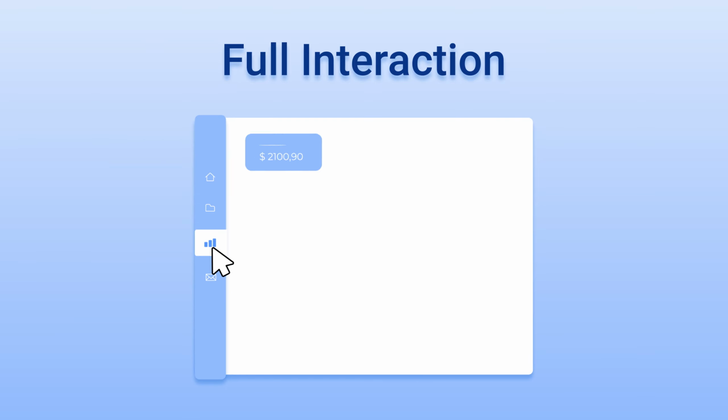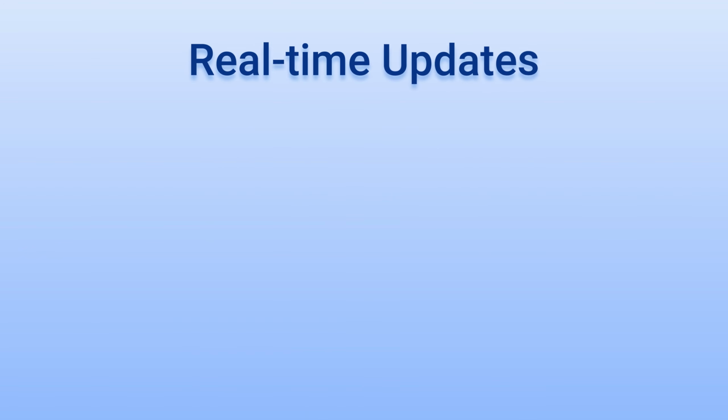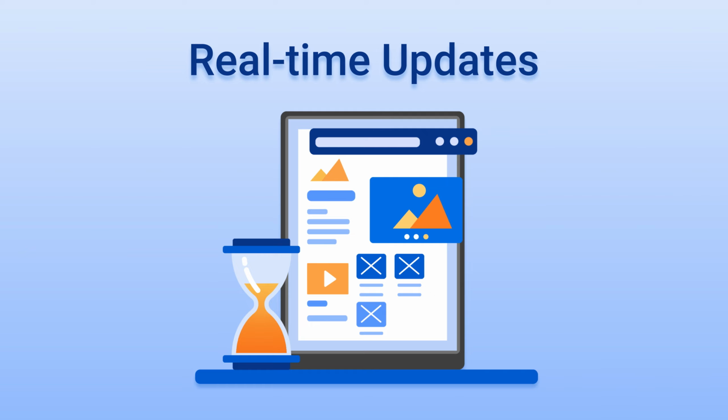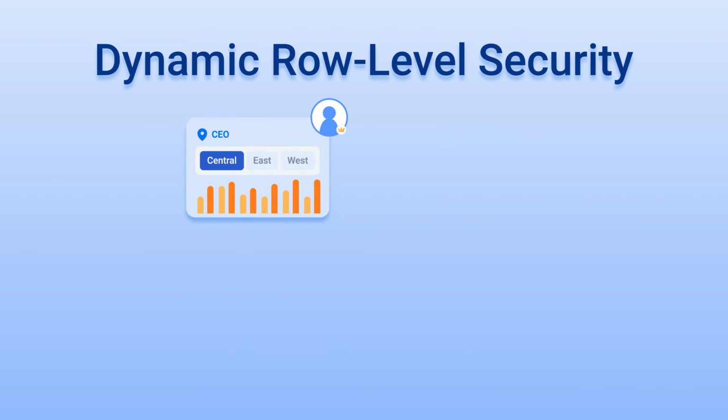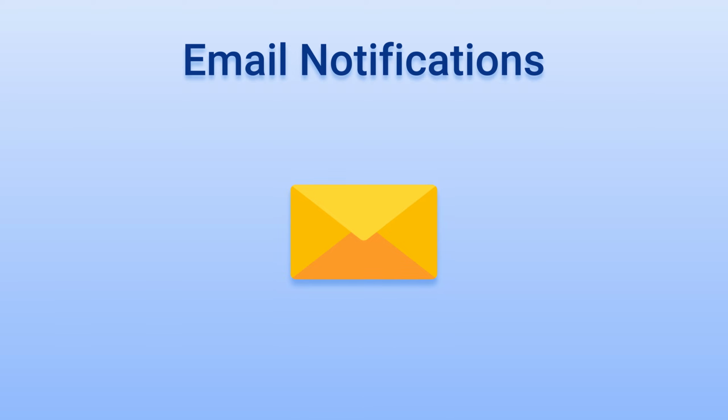Full interaction. Reports retain the interactive capabilities of Power BI, allowing end users to easily explore the data. Real-time updates. Data is continuously refreshed and updated, ensuring accuracy in the reports. Dynamic row-level security. Ensures that each user can only view data that matches their access level, maximizing data security. Email notifications. Users can receive reports via email, making it easy and convenient to stay informed.